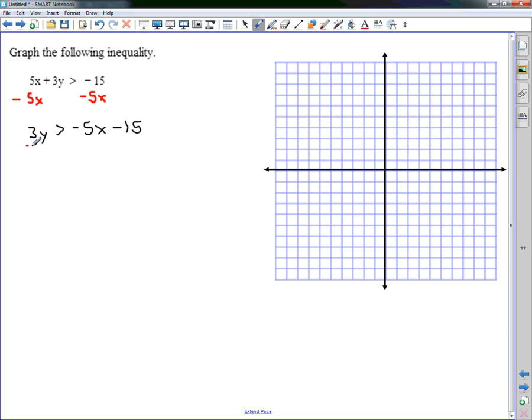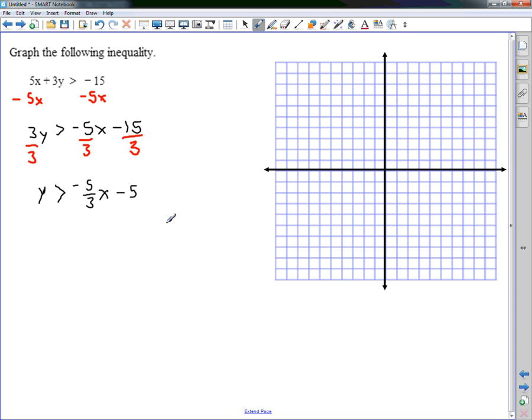Last thing I need to do is divide by 3. And this is going to give me y. I divided by a positive 3, so I don't have to flip the inequality, so I keep the greater than symbol. The negative 5 over 3 doesn't reduce, so I'm just going to leave that. Negative 15 over 3 does reduce as a minus 5. Okay, so we have it in the slope-intercept form.